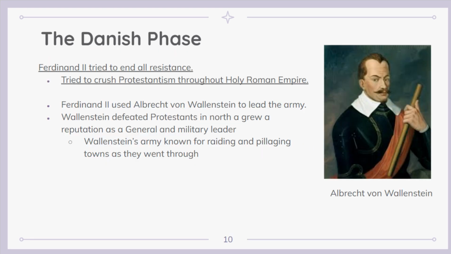So Ferdinand II decides this really just cannot stand. I need to end all resistance. And he tries to crush Protestantism throughout the whole of the Holy Roman Empire. And he sends this guy named Albrecht von Wallenstein to lead the army against the Protestants. And they are going to be absolutely brutal. They'll pillage towns, cause general chaos, and ultimately really squash a lot of Protestant communities.